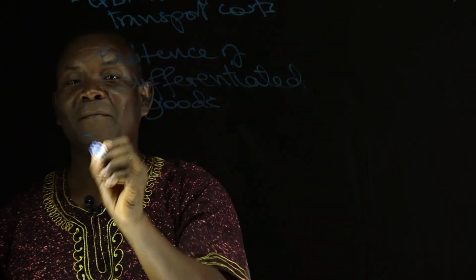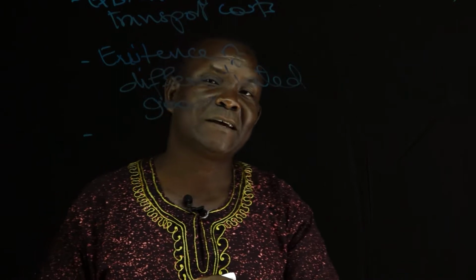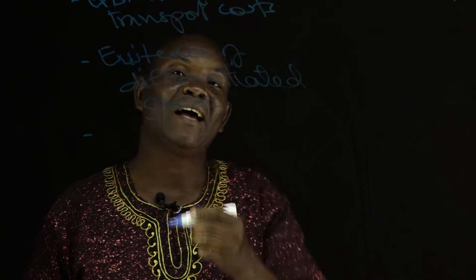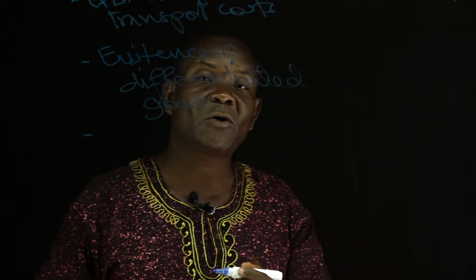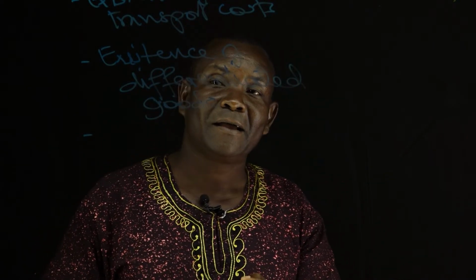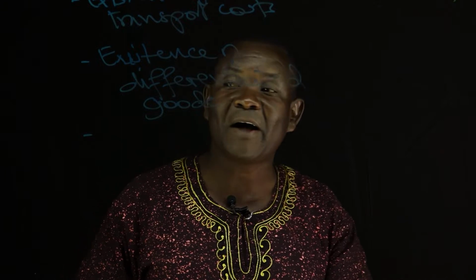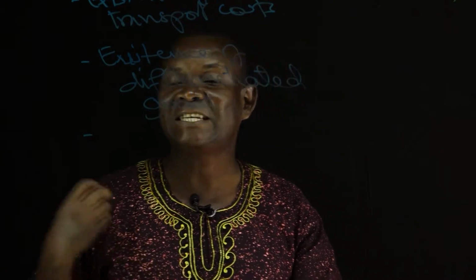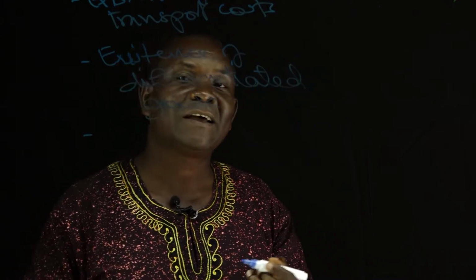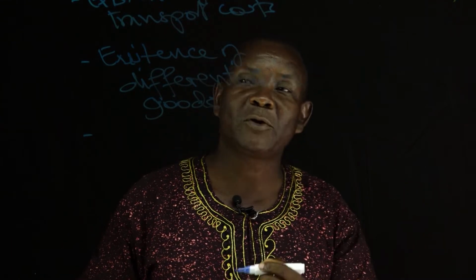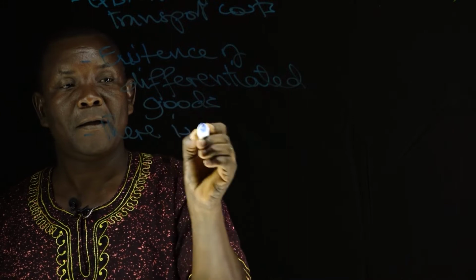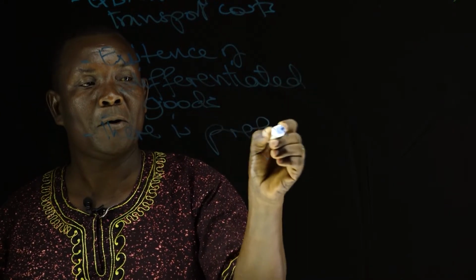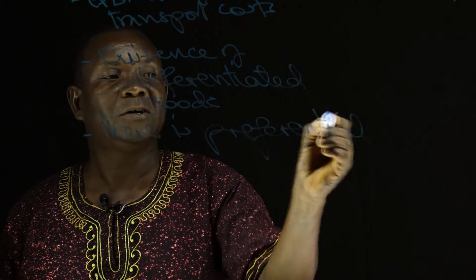Again, there is preferential treatment due to the same factor. Since firms produce commodities which are differentiated, consumers may prefer to take products of a certain producer and not products of another producer. So there is preferential treatment.